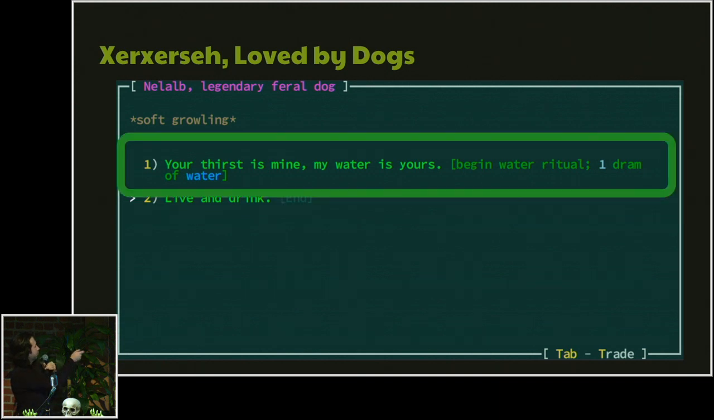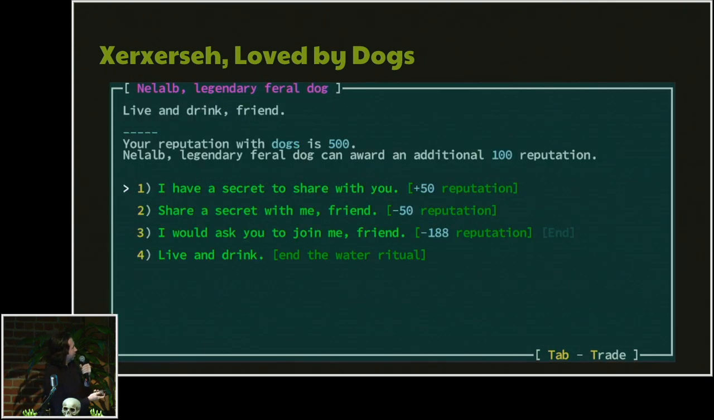But there's also this extra option here, which is, you see here, "Your thirst is mine, my water is yours." Water has a particular significance in Caves of Qud. It's also the currency of the game. You have to drink it to stay alive, there's a survival mechanic, but it's also the currency of the world. And it's rare, fresh water. So the act of sharing fresh water with someone is a sacred cultural ritual, and when you do so, you can get these special dialogue options.